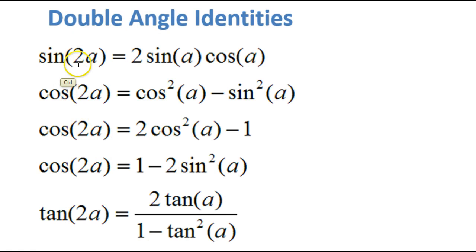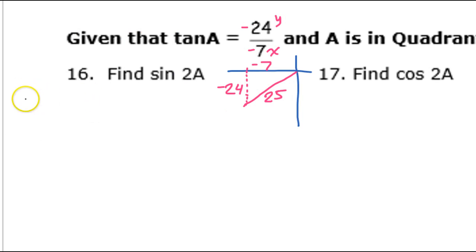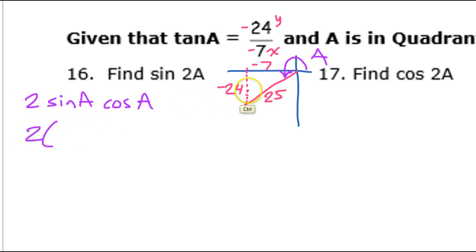Now, the sine of 2 times an angle is 2 sine angle cosine angle. So let's just use that formula. So I've got 2 sine angle cosine angle. Okay, so this is angle A. So we're going to do 2 times, the sine is y over r. So that's negative 24 over 25. And then cosine is x over r. So that's negative 7 over 25.